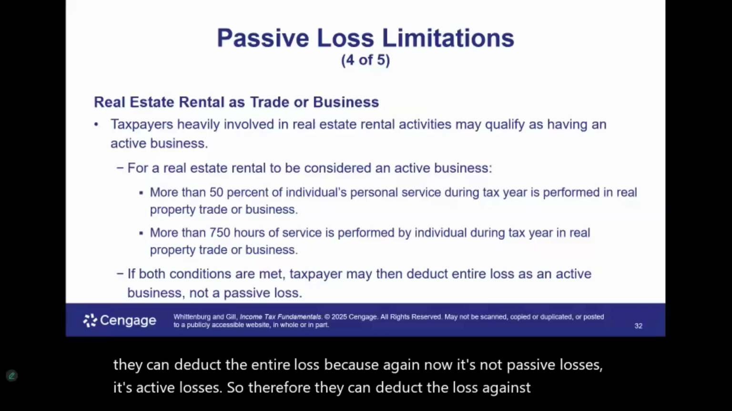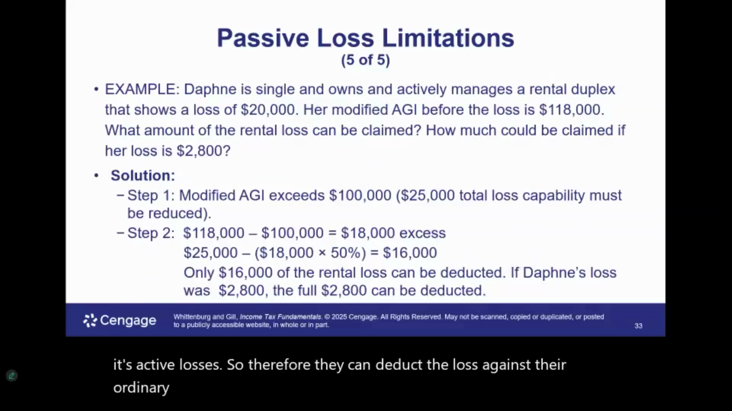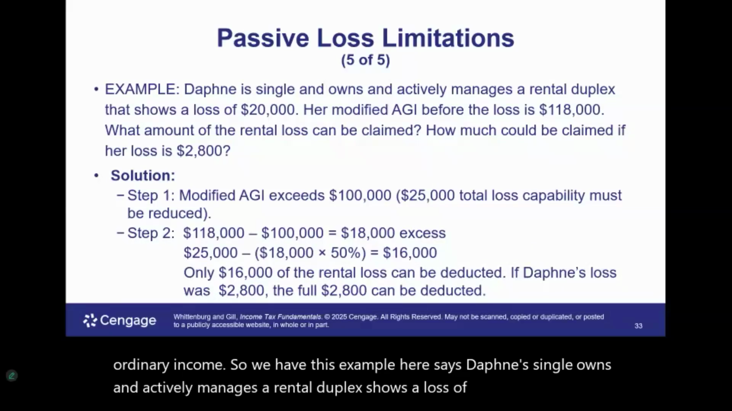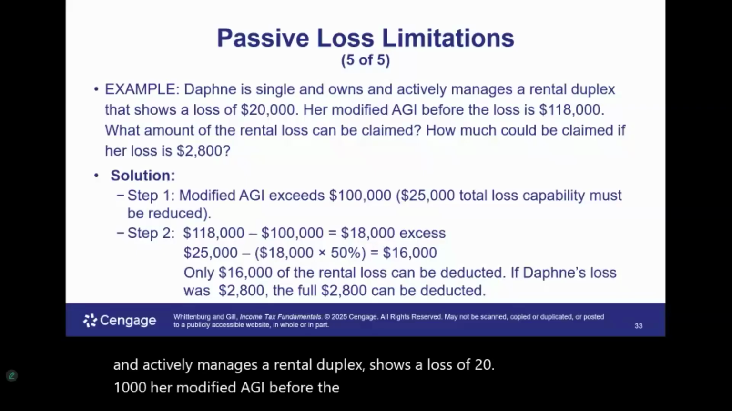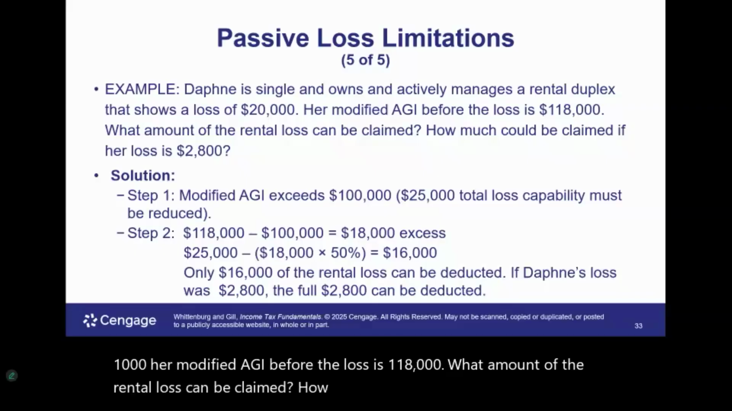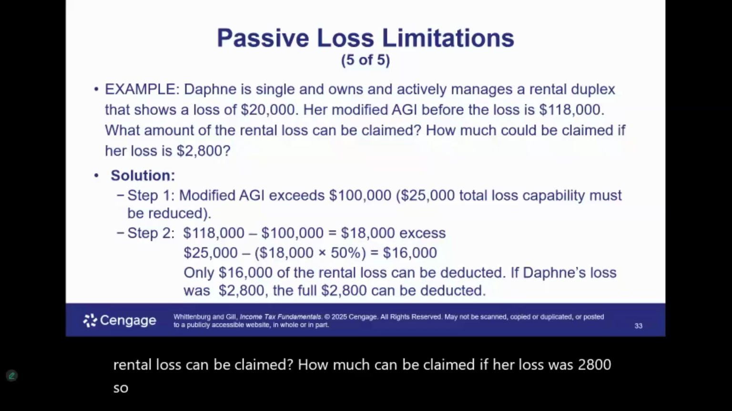So we have this example here. It says Daphne, single, owns and actively manages a rental duplex, shows a loss of $20,000. Her modified AGI before the loss is $118,000. What amount of the rental loss can be claimed? How much can be claimed if her loss was $2,800? So again, her AGI exceeds $100,000. Therefore, she cannot take the full $25,000 loss.